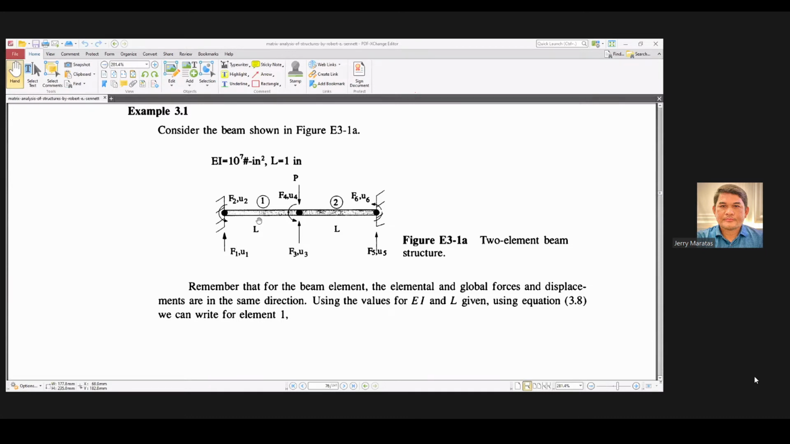In this example, we have a beam structure consisting of two elements. So, this is element 1 and this is element 2. Element 1 has a span of L, and element 2 also has the same span L. The EI is given, and the length is also given as just 1 inch. Now, this one is fixed here, and this one is also fixed here.